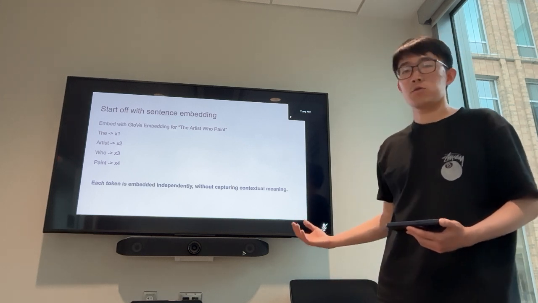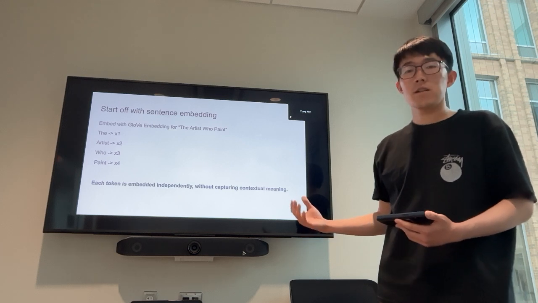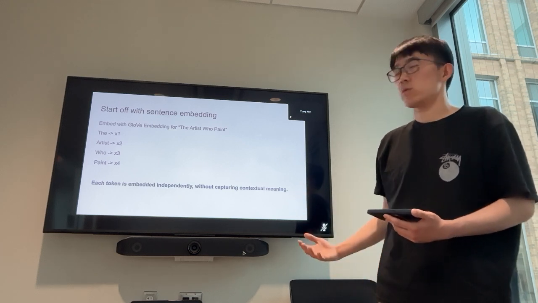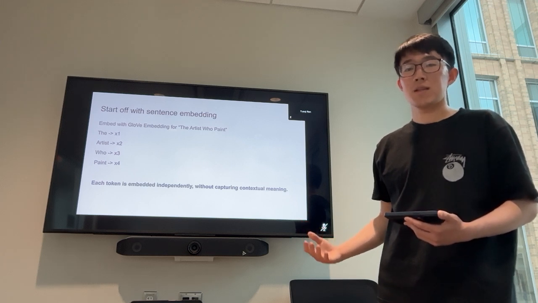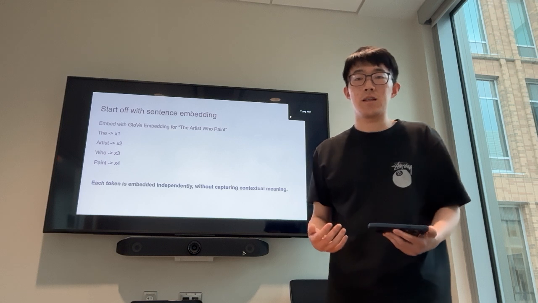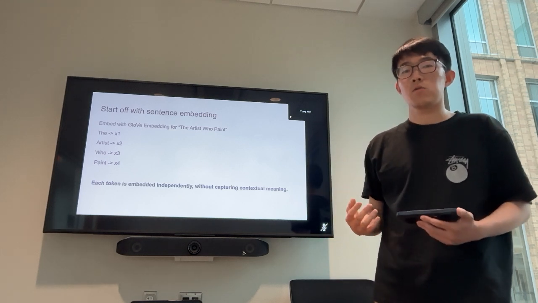So this ambiguity of the word is resolved by looking at the context of the sentence. But with this traditional embedding, it clearly doesn't capture these nuances, because each word is embedded independently. If we use such embeddings for tasks such as translation or prediction, we might receive some errors.